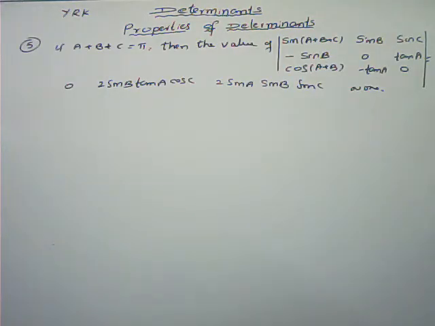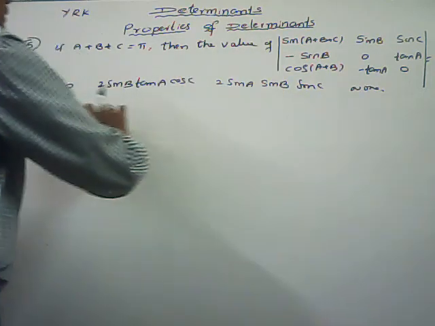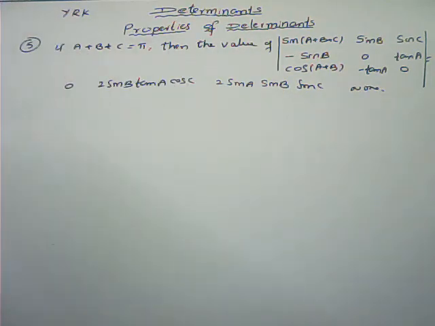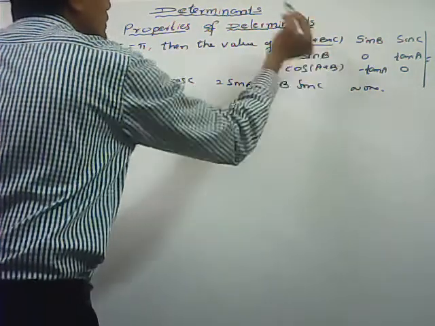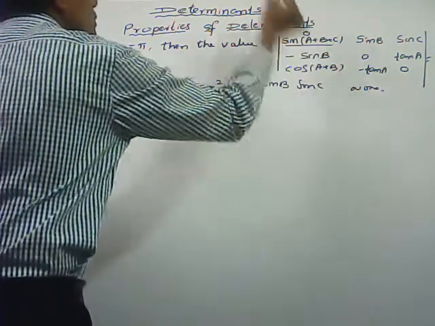Next one. If a plus b plus c is equal to pi, then the value of the determinant that is given. Here these are the options only. Here a plus b plus c equals 180 degrees is given. A plus b plus c equals 180, sin 180, that is 0. In the next step you can write 0.